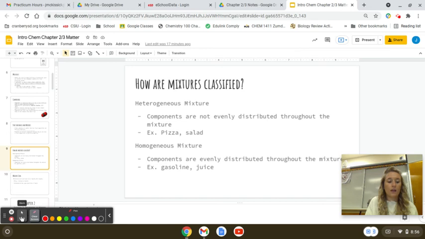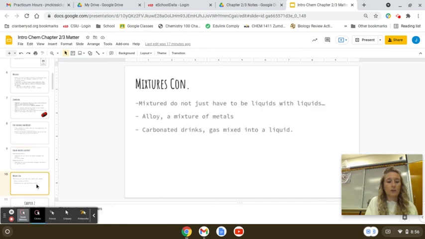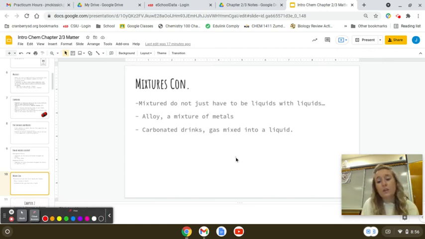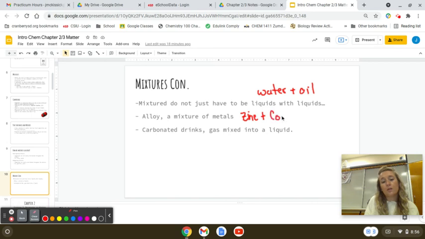All right. Last slide here. Mixtures do not just have to be liquids with liquids. We think of water and oil, which would be an example of liquids with liquids. We can also have a mixture of metals, which are two solids. So if we take zinc and copper and mix them together, we get brass. And that's called an alloy.